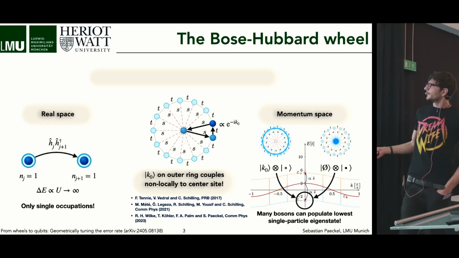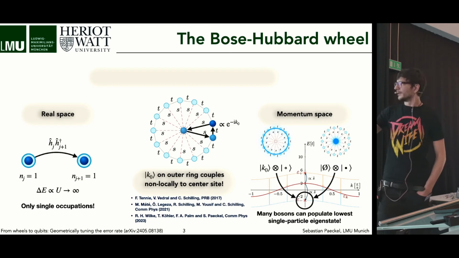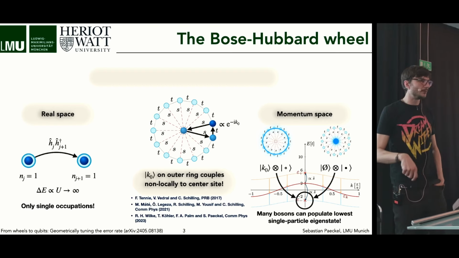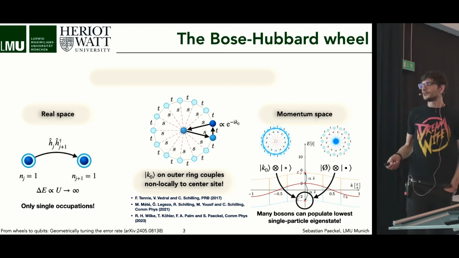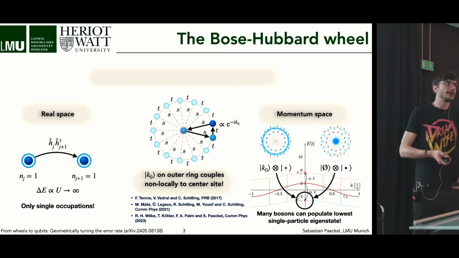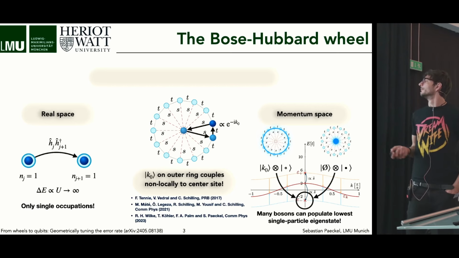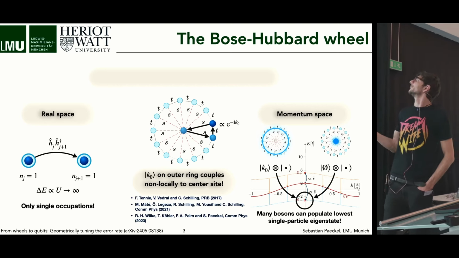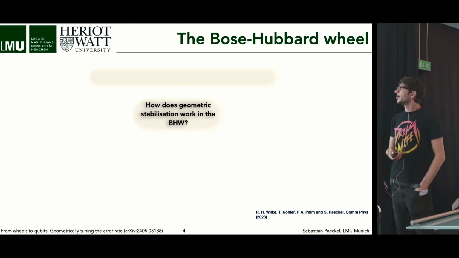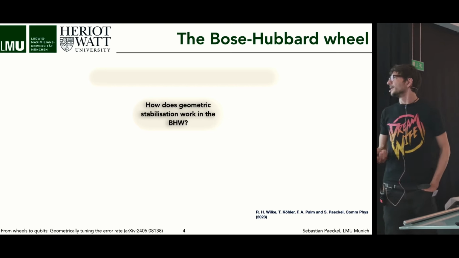And now the funny thing is, if you are able to move this state energetically below every other single particle state in the tight binding dispersion relation, it's very natural to expect that bosons can condense into that state, right, and form a BEC. So that's the underlying idea of how to think of the wheel, and why it can exhibit Bose-Einstein condensation. And now the question is, how does this geometric stabilization work?